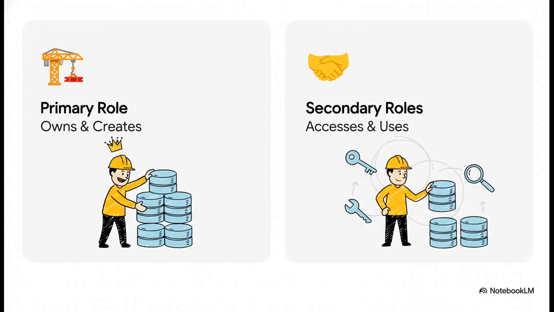Now, this brings up a really important distinction, a clear separation of duties. Think of it this way. Your primary role is for building things. It's for creating objects. It's the role that owns those objects. Your secondary roles, they're all about accessing stuff and using that powerful combo of privileges to get work done.